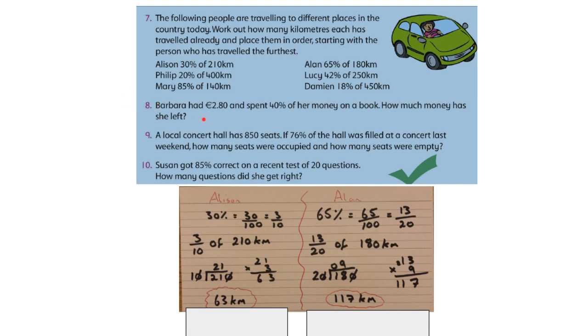So we have to read these questions very carefully, guys. Barbara had €2.80 and spent 40% of her money on a book. How much money has she left? So first of all, we need to get 40% of 280. Okay, so how would I get 40% of 280? Using my fraction method, 40 over 100. I'm going to let you break that down. Calculate what the answer would be when I get 40% of 280 using my fraction method. But remember, I'm not finished there. How much money has she left? So I'll have to do a bit of taking away. Okay, so remember that for that question.